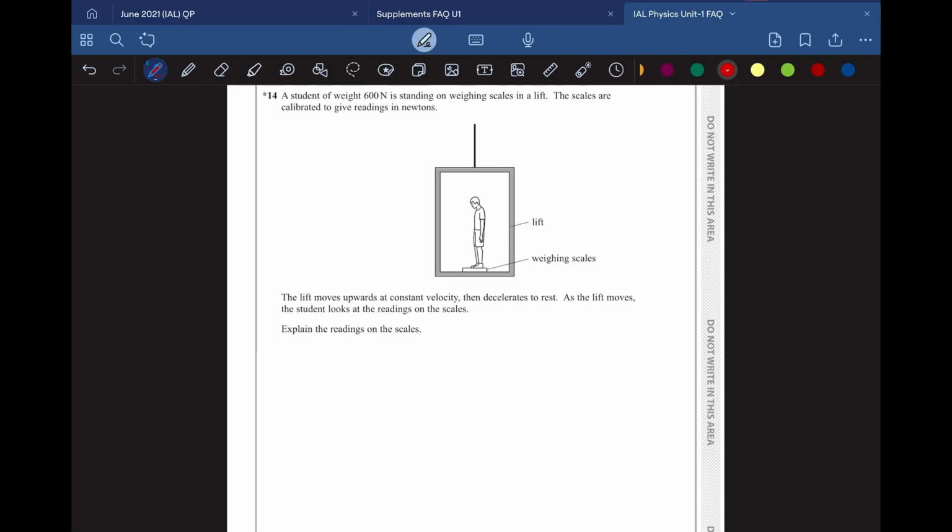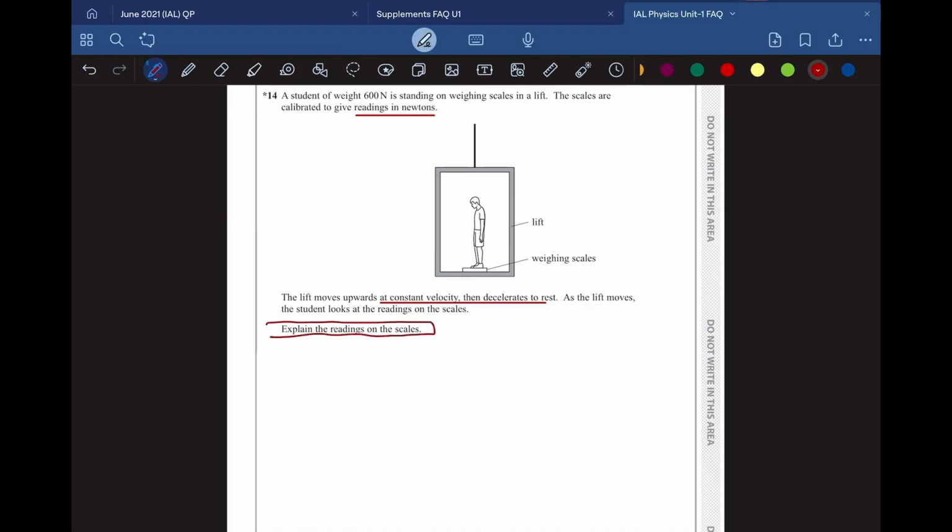Alright guys, so now let's solve this question. It says a student of weight 600 Newton is standing on the weighing scale in a lift. The scales are calibrated to give readings in newtons. The lift moves upwards at a constant velocity, then decelerates to rest. So basically, first it was moving with a constant velocity and then it decelerated. As the lift moves, the student looks at the reading on the scale. Explain the reading on the scale.